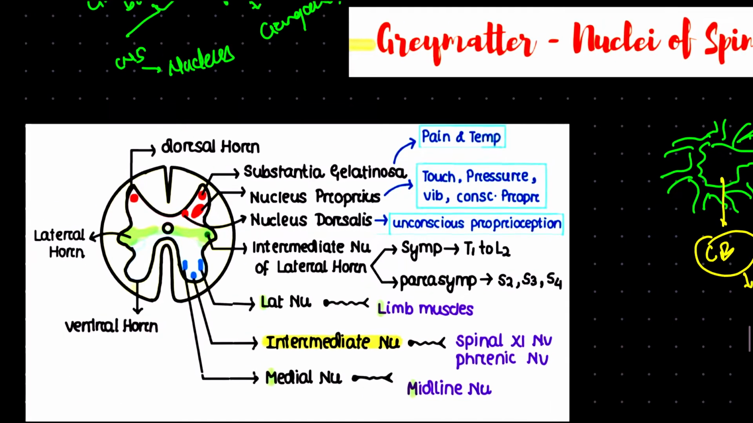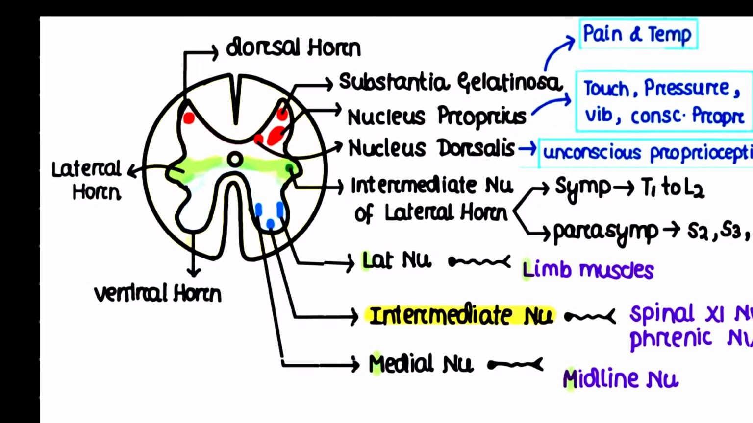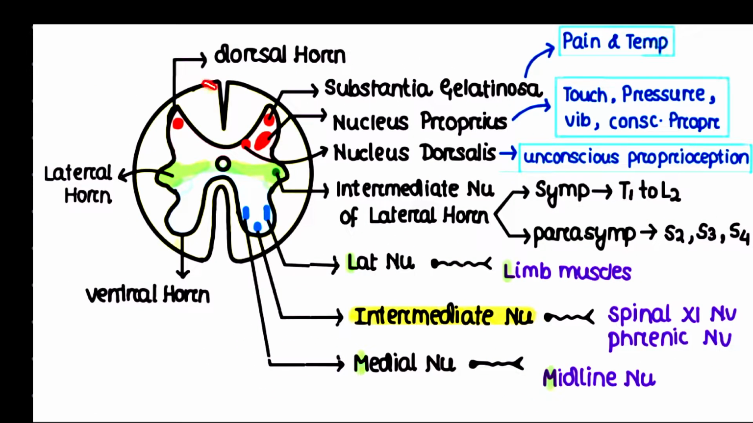This is the transverse section of our spinal cord. Here the region in light yellow color is our white matter. Why is it white matter? Because here we have the collection of axons which are myelinated.